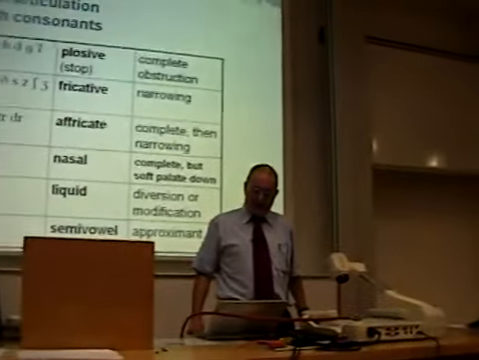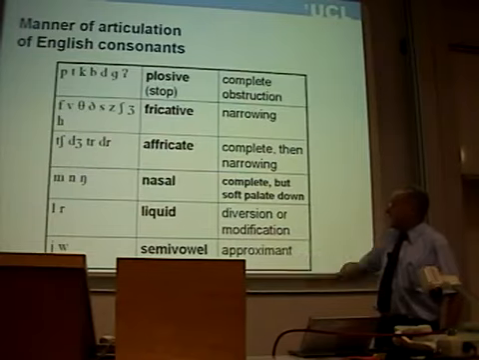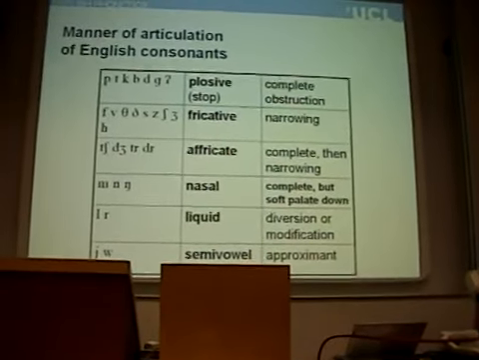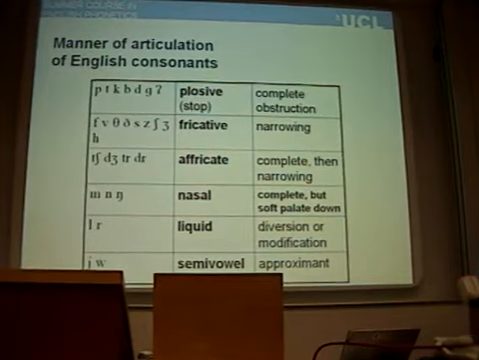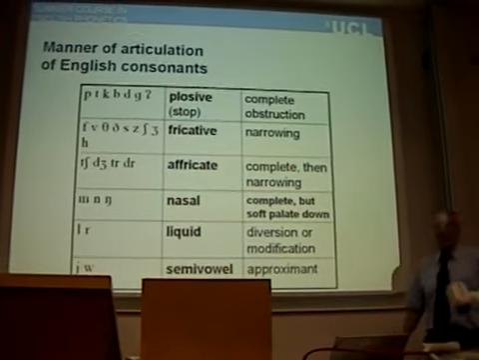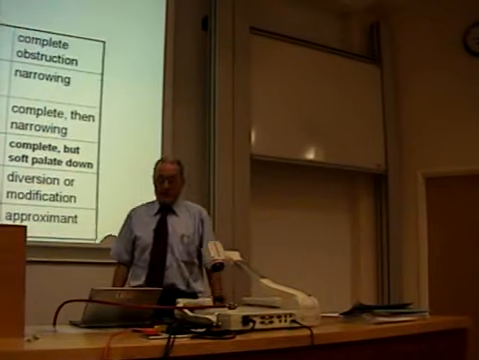Lastly, then, the semivowels. These are approximants, made like vowels. Vowels are all approximants as well, but the point about the semivowels is that they're not syllabic sounds. Vowels are syllabic, semivowels are not.